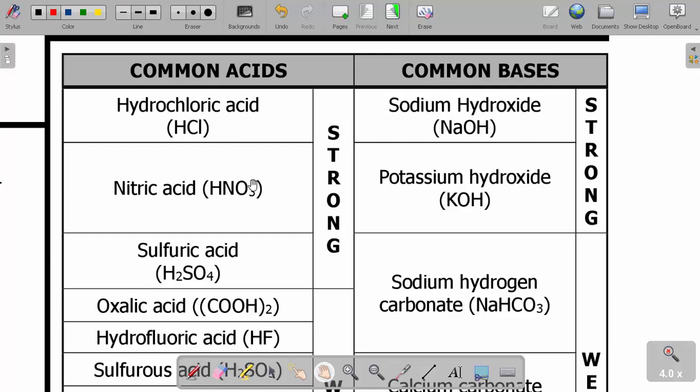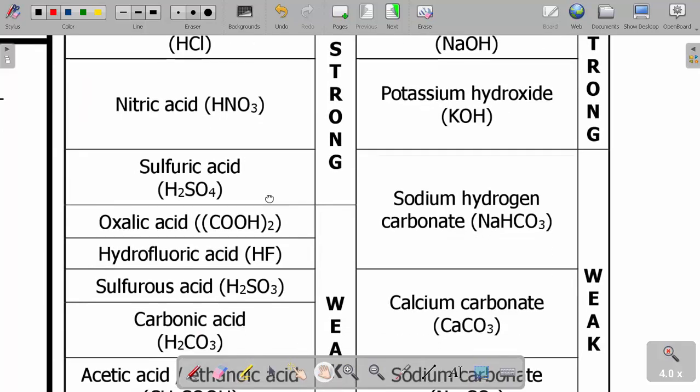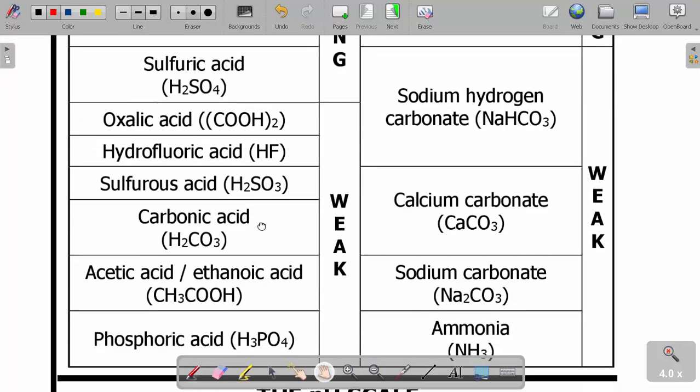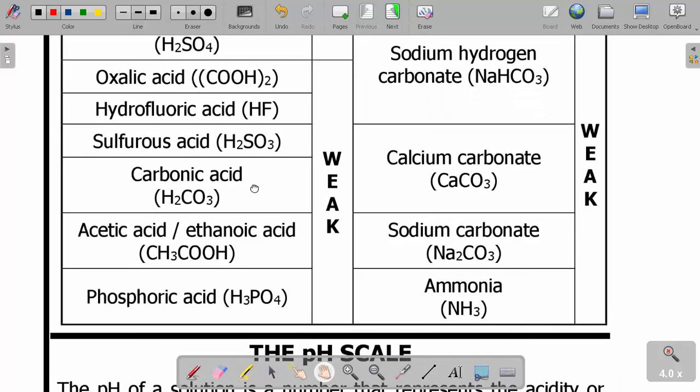And then we have what we call the weak acids. The weak acids include oxalic acid, hydrofluoric acid, sulfurous acid, carbonic acid, acetic acid, also called ethanoic acid, and phosphoric acid. We said that the weak acids only partially ionize in water. Remember, the double arrow is to do with the weak acids, which partially ionize in solution.